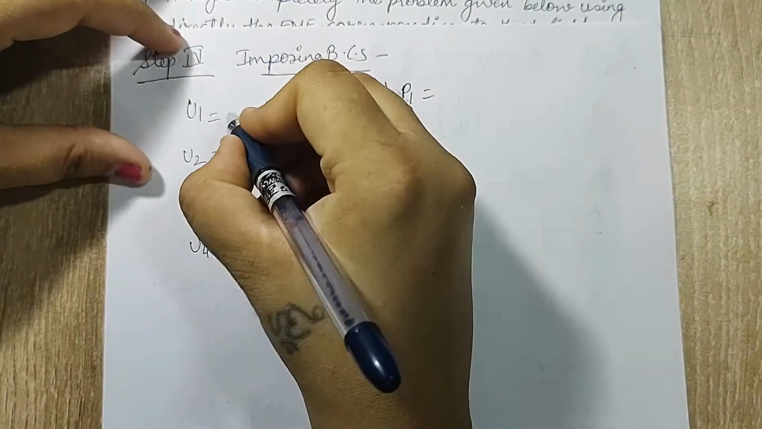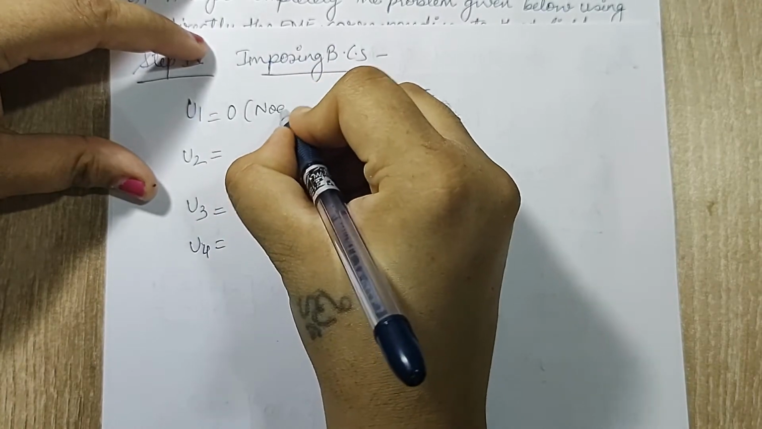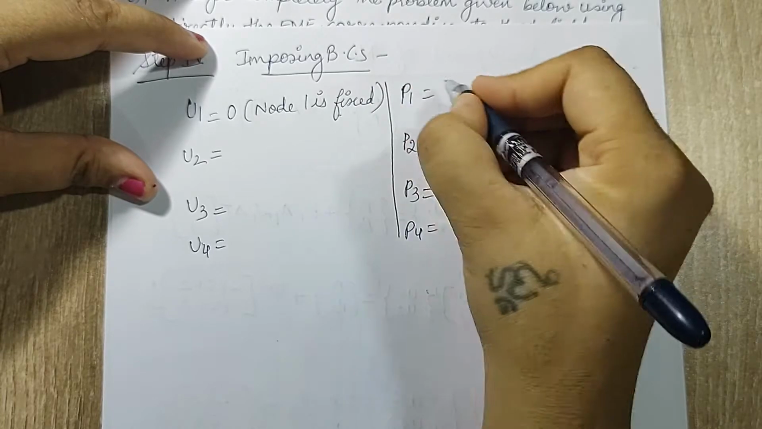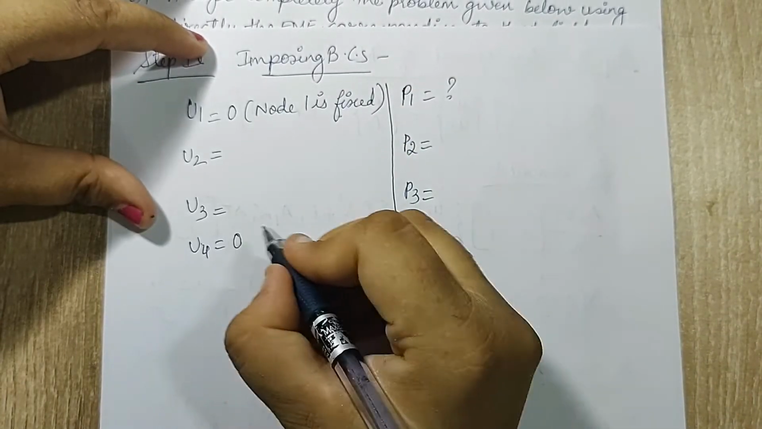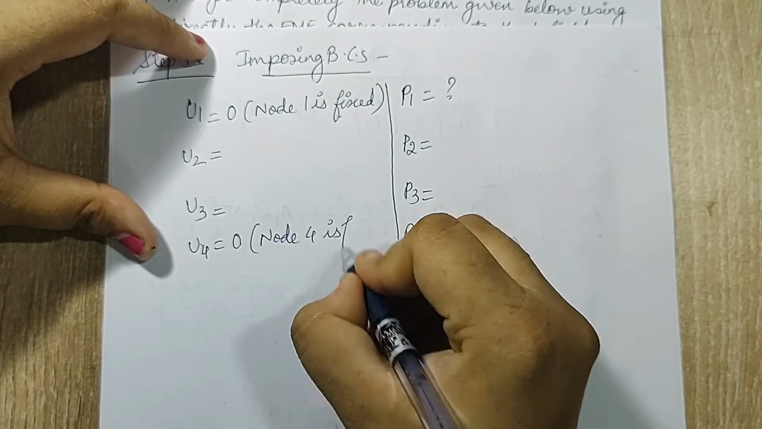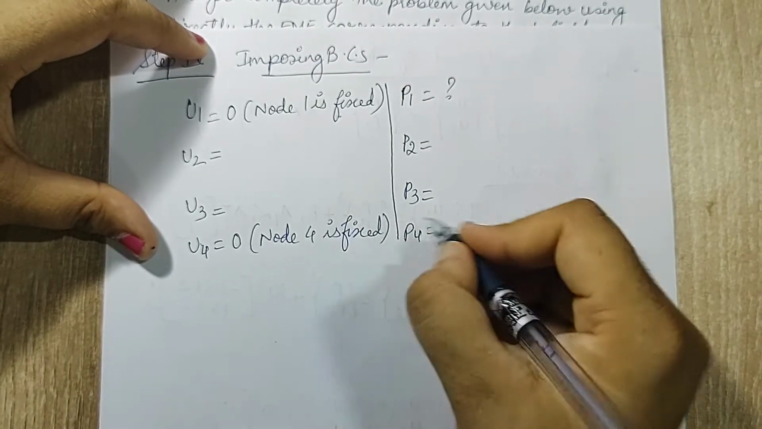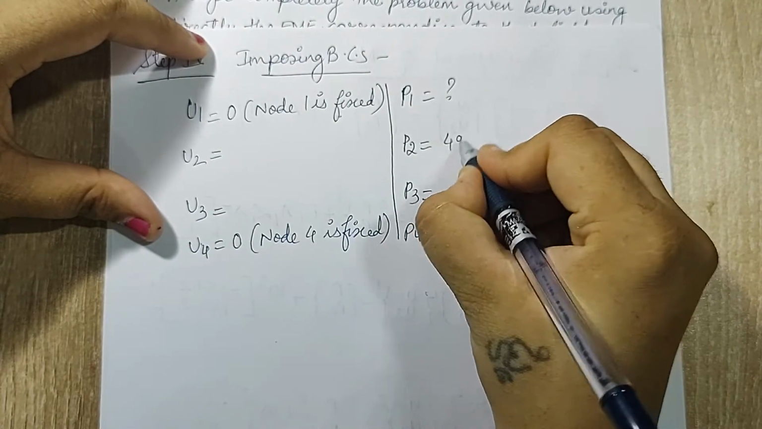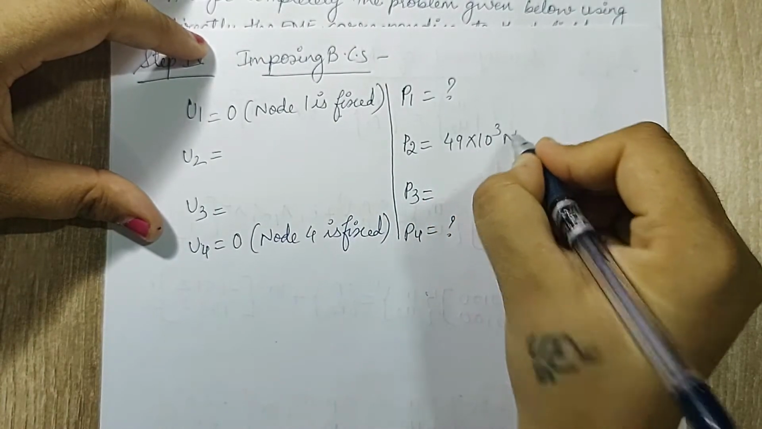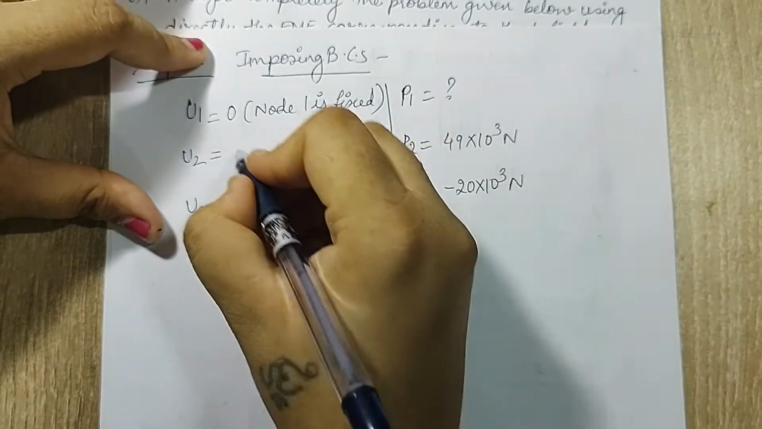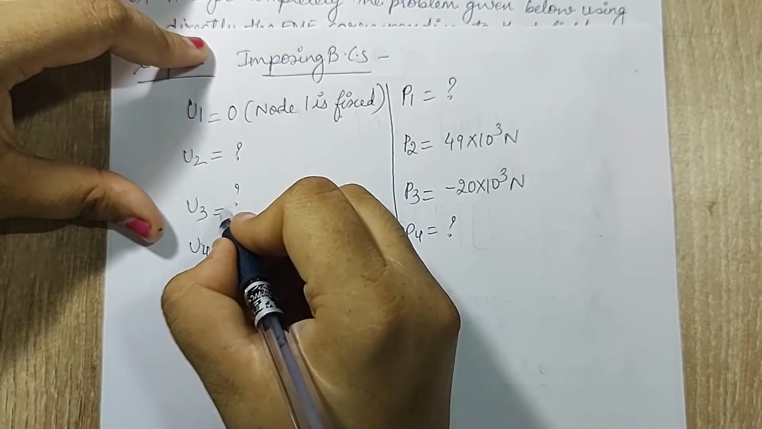So let's substitute. U1 is 0. I'll write node 1 is fixed. This is question mark. Same way U4 is 0. Node 4 is fixed. This will be question mark. P2 is 49 into 10 raised to 3 Newton and P3 is minus 20 into 10 raised to 3 Newton. These two will become question mark.